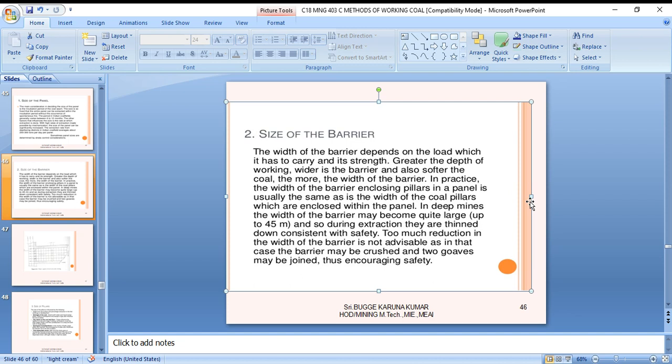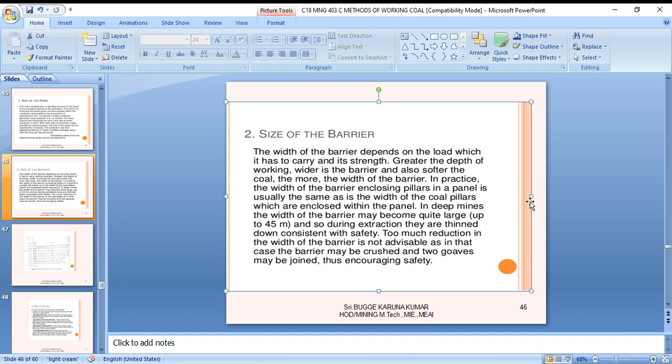In deep mines, the width of the barrier may become quite large, up to 45 meters, and so during extraction they are thinned down, consistent with safety. Too much reduction in the width of the barrier is not advisable.